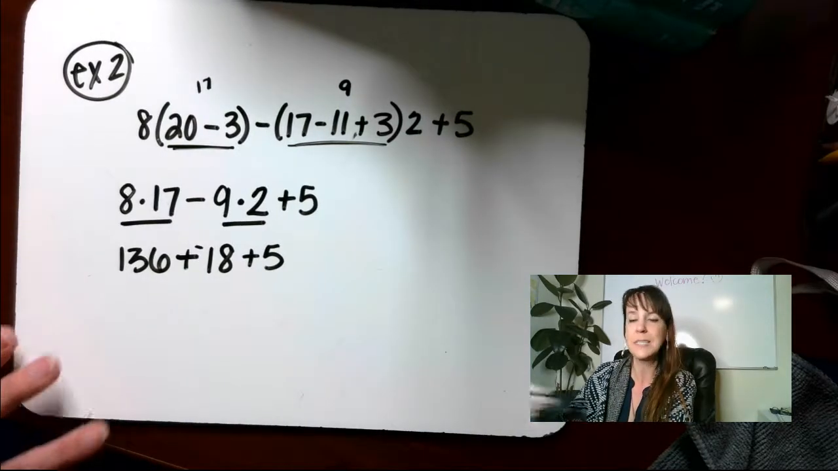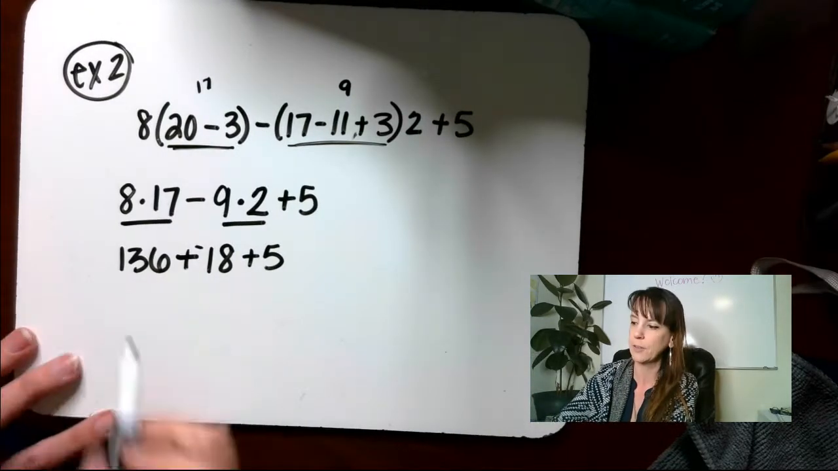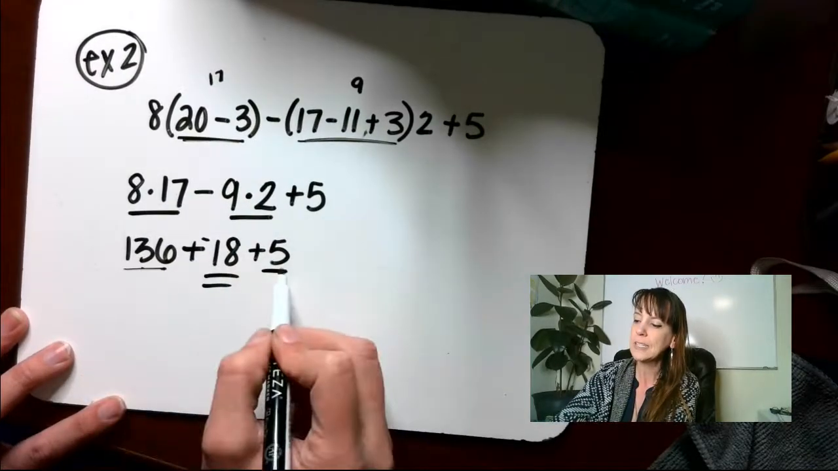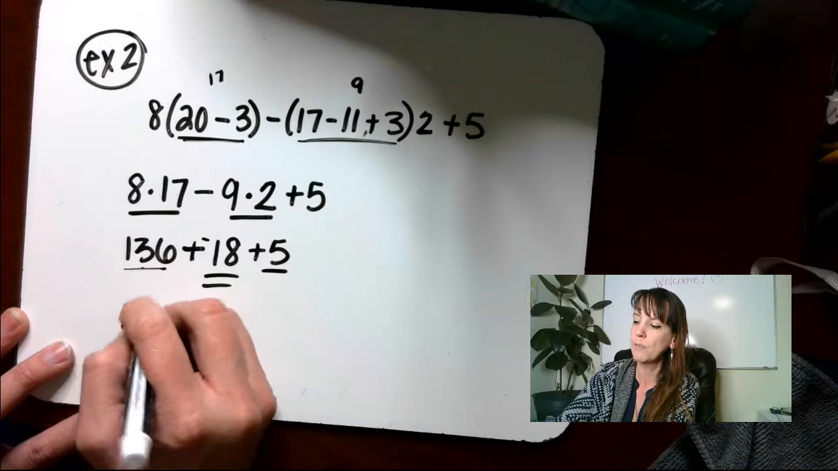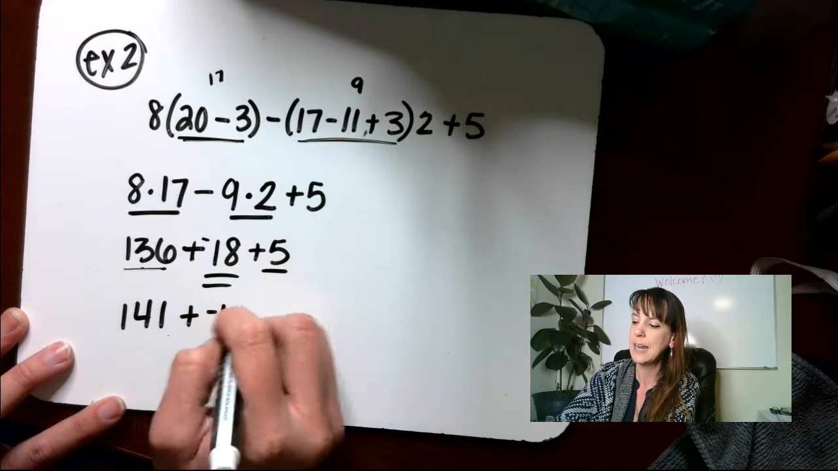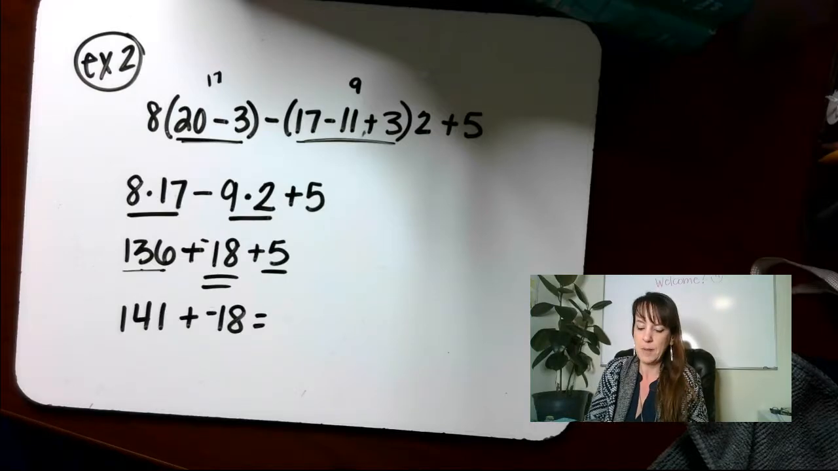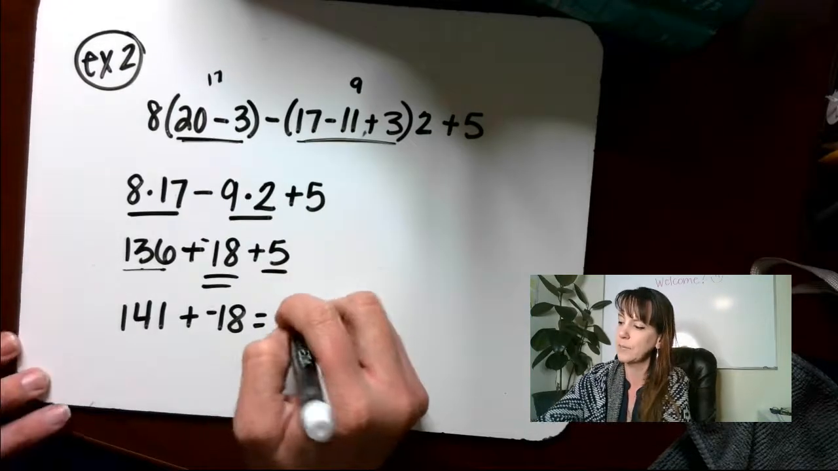Now what I like to do is gather up all my positives and all my negatives together. I've got a positive here, and then a negative there. So 136 plus 5 is going to give me 141, plus negative 18. Which team is larger? Our positive team, and by how many? Let's use our calculator just so I don't make a mistake. 123.